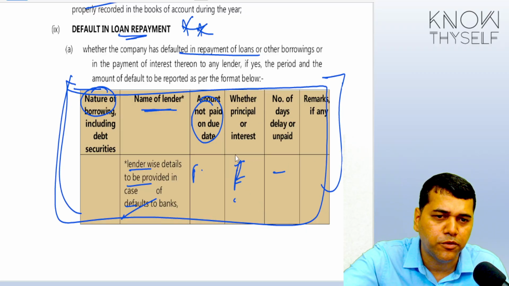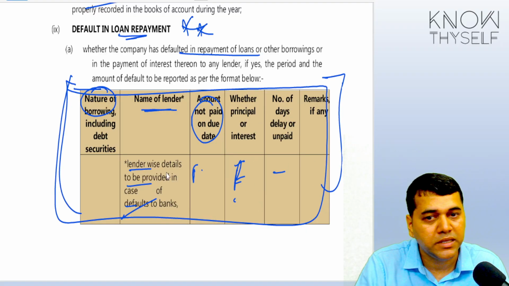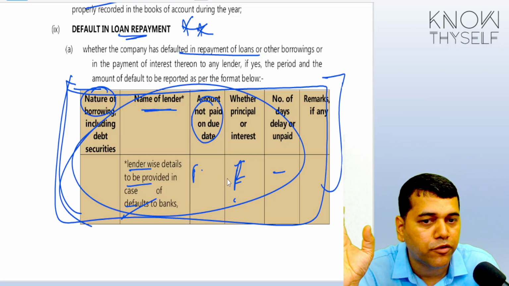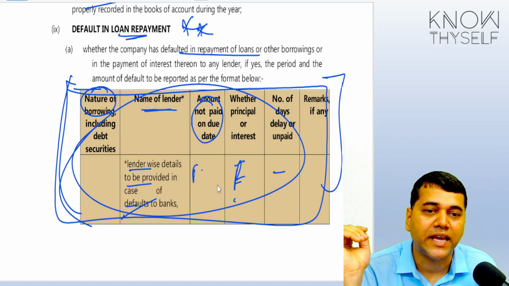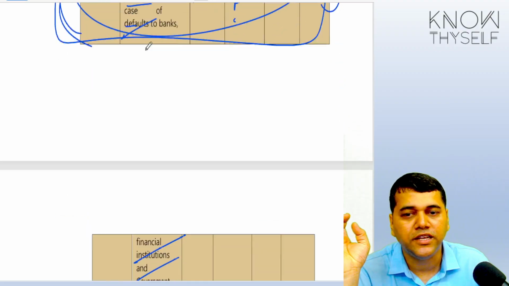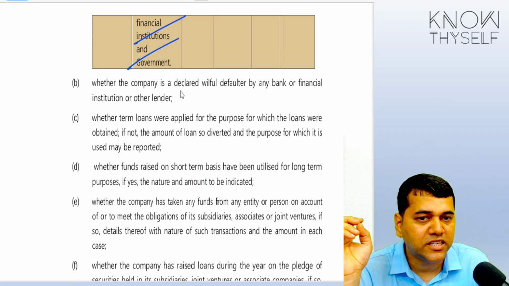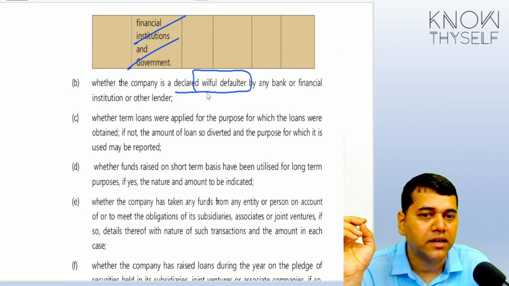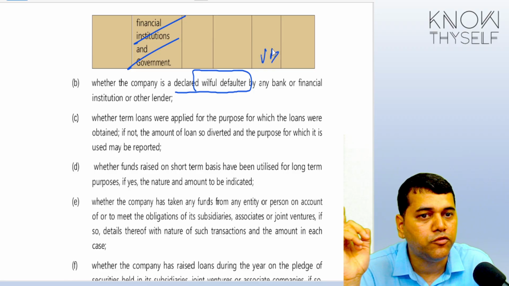So they will give you information. You have to fill this table, but they will not give you this table. They will just give you the information and say how do you report in CARO. So you have to prepare this and state the number of outstanding days and any remarks. Whether the company has been declared a willful defaulter by any bank. Vijay Mallya is the first willful defaulter.